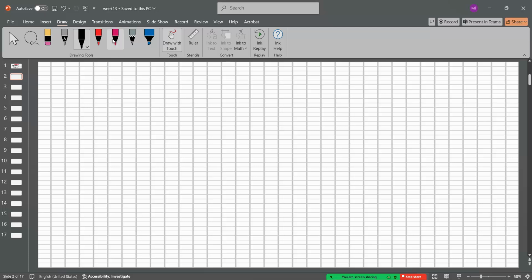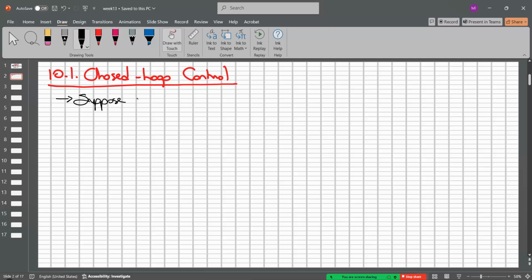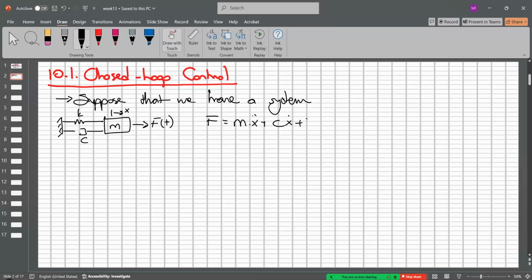Does anyone know anything about closed loop control? Anyone knows that? First of all, we need to propose a system in here. We have a system like this one. And so we can assign x, c, k, and an F(t) can be applied to the system. Okay, and so we have F equals m x double dot plus c x dot plus k x. This is our equation of motion related to this dynamic.